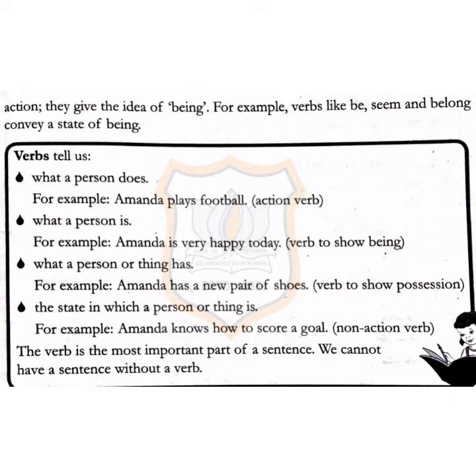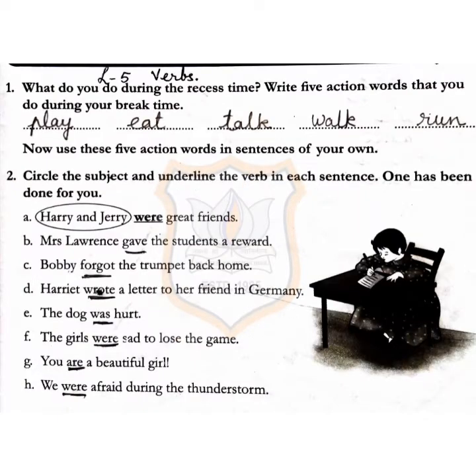Next, what a person or thing has. Here it shows the possession of a thing. For example, Amada has a new pair of shoes. Here the verb shows the possession. And lastly, it shows the state in which a person or thing is. For example, Amada knows how to score a goal. Now this is a non-action verb. Therefore, we can say that a verb is the most important part of a sentence. We cannot have a sentence without a verb.